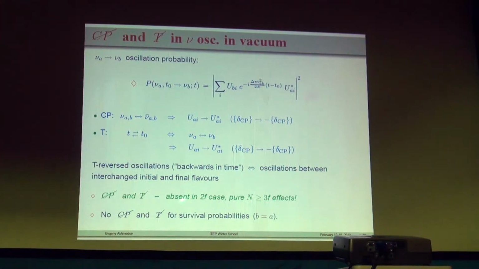So, as I said already, neither CP violation nor T violation is present in the case of n less than 3, for example, in the two-flavor case. And it's very easy to see that for survival probabilities, when α is equal to β, there is no effect of CP or T reversal, CP conjugation and T reversal. It's very easy to see because, for example, time reversal is equivalent to interchanging the flavors of the initial and final state. But if they're the same, nothing happens. Okay. No effect of these discrete transformations on the survival probabilities.